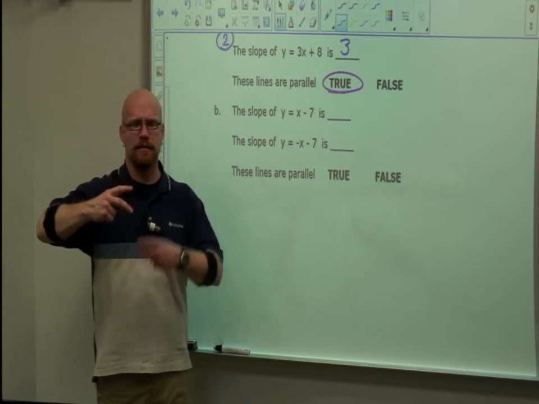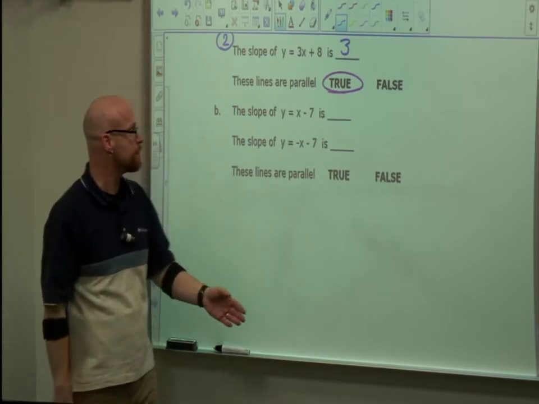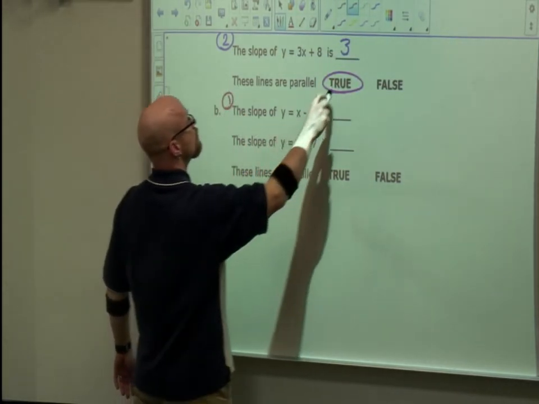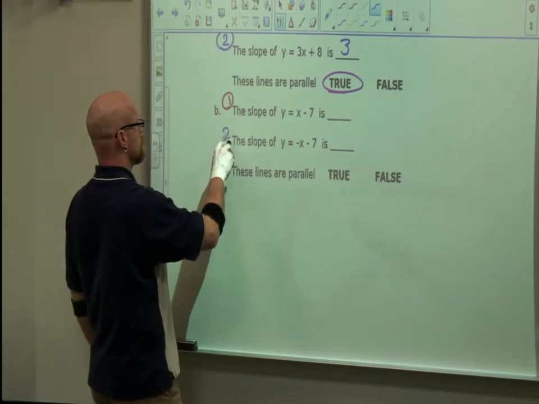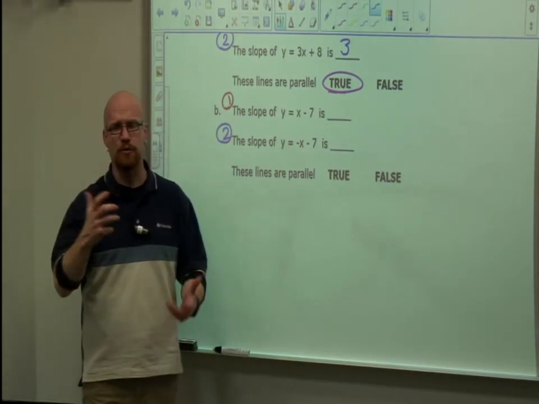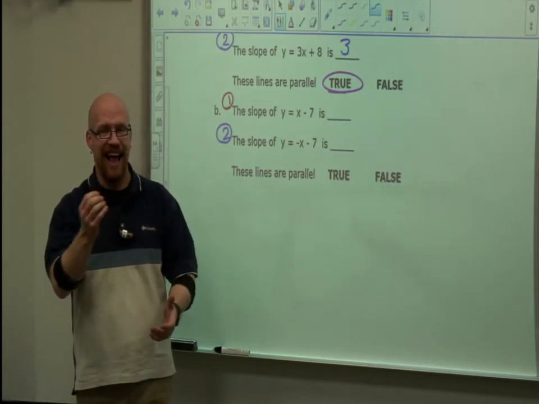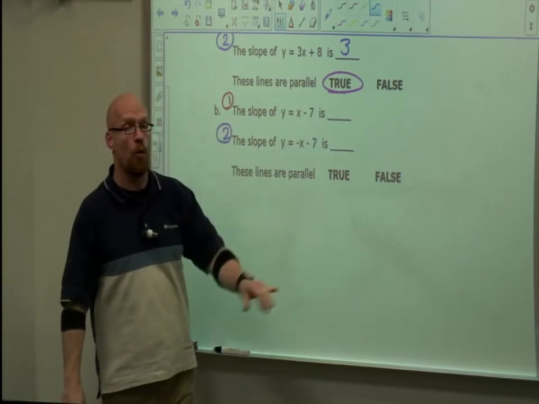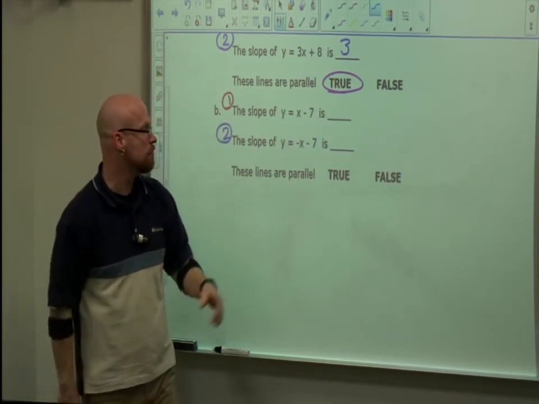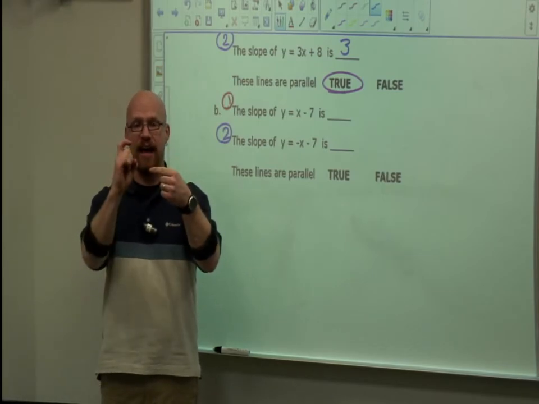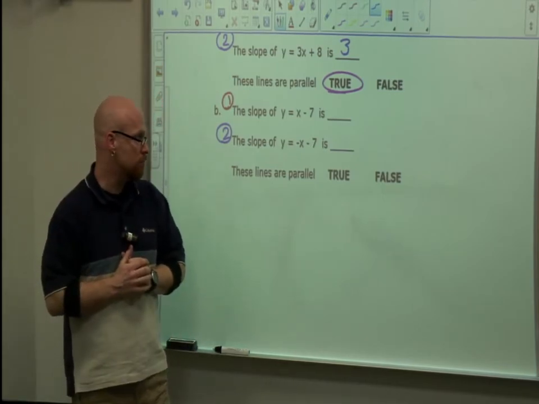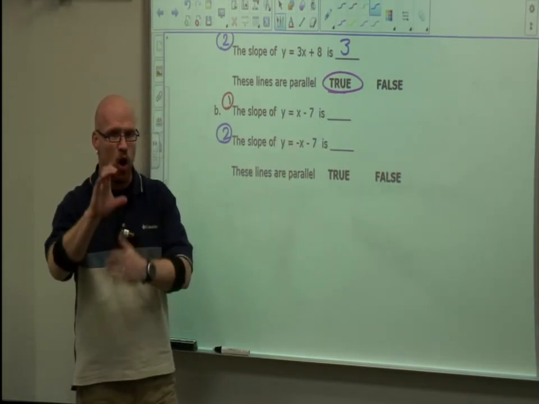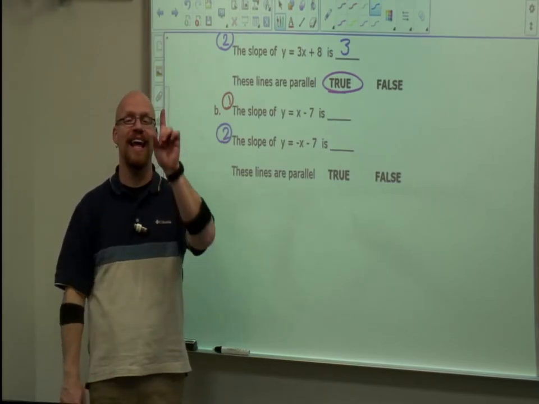Now let's look at our second two equations. Because I'm so creative, I'm going to use 1 and 2 again. And again, I'm lazy. So, here, y equals x minus 7. Y equals negative x minus 7. The first slope is what? We don't write that coefficient, but it's there. It's 1.